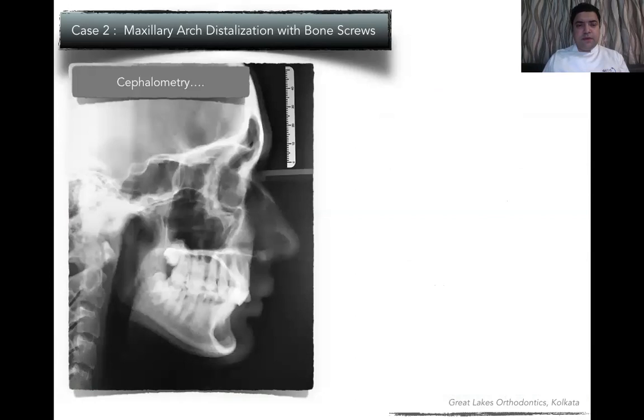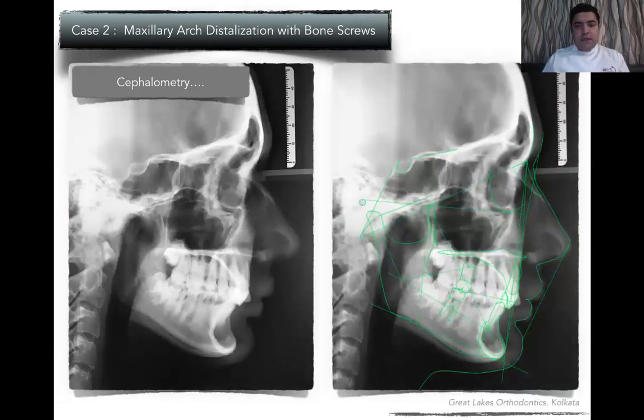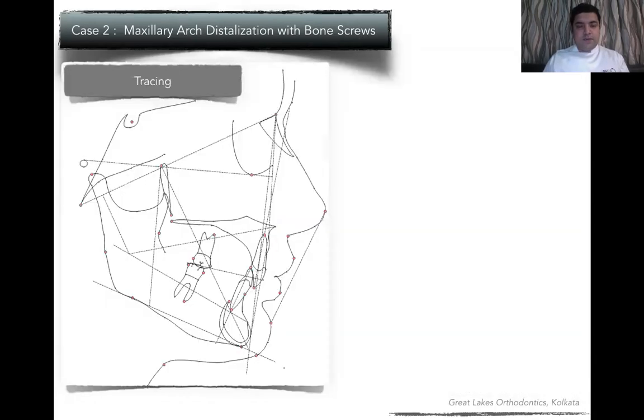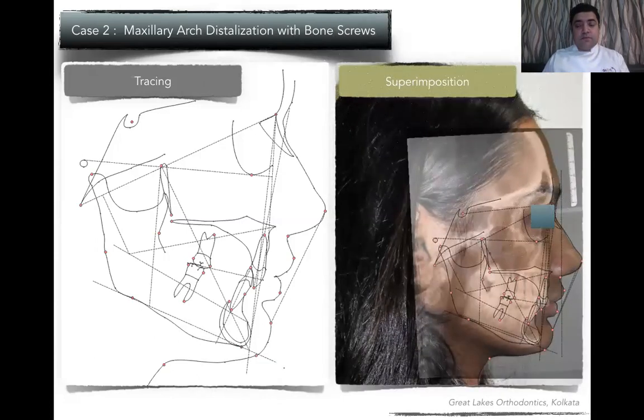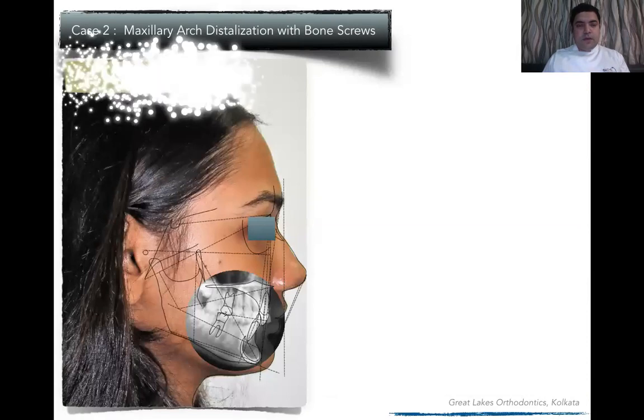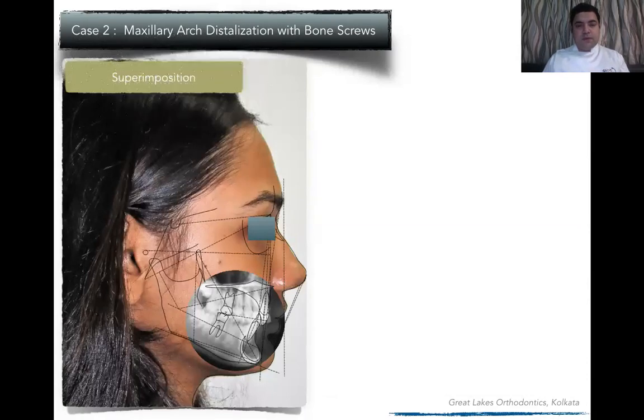If you go to the cephalometry, we need to assess. That's a tracing in Pneumocept software. That's a composite analysis. Once the tracing is done, we find that the upper incisors are pretty retroclined and the lower incisors are also retroclined, and there is a 100% deep bite. If you superimpose it over the photograph, we also understand that this is a case of a horizontal growth pattern.